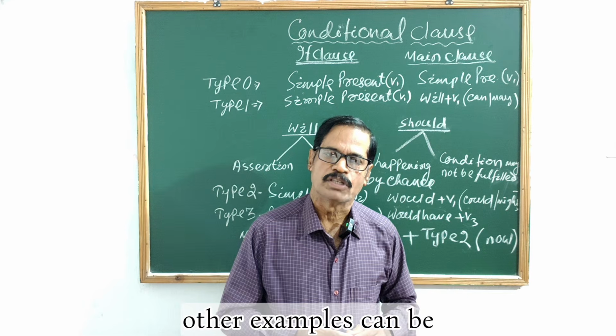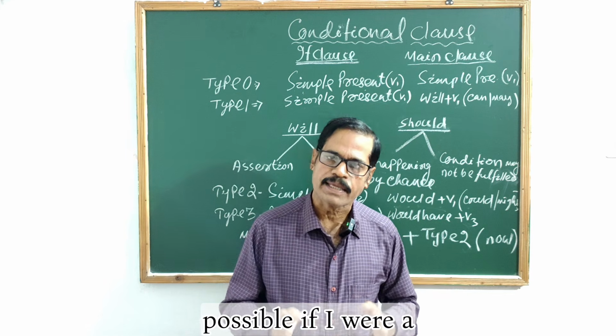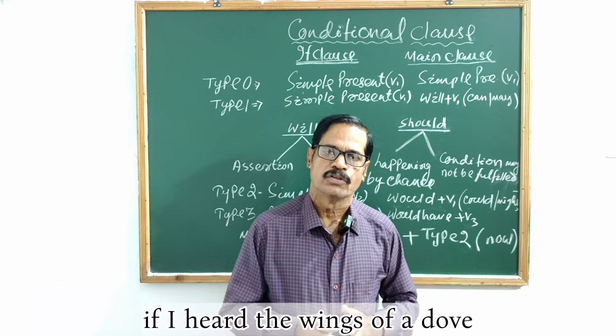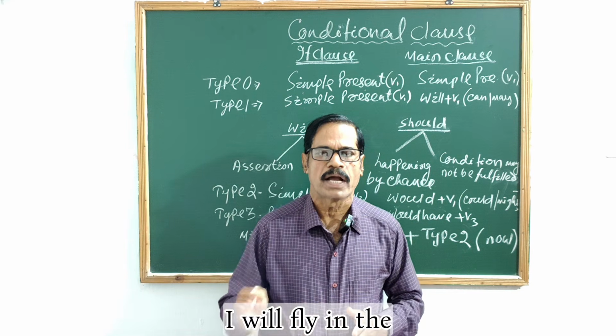Some other examples are possible. If I were a king, I would live in a palace. If I had the wings of a dog, I would fly in the sky.